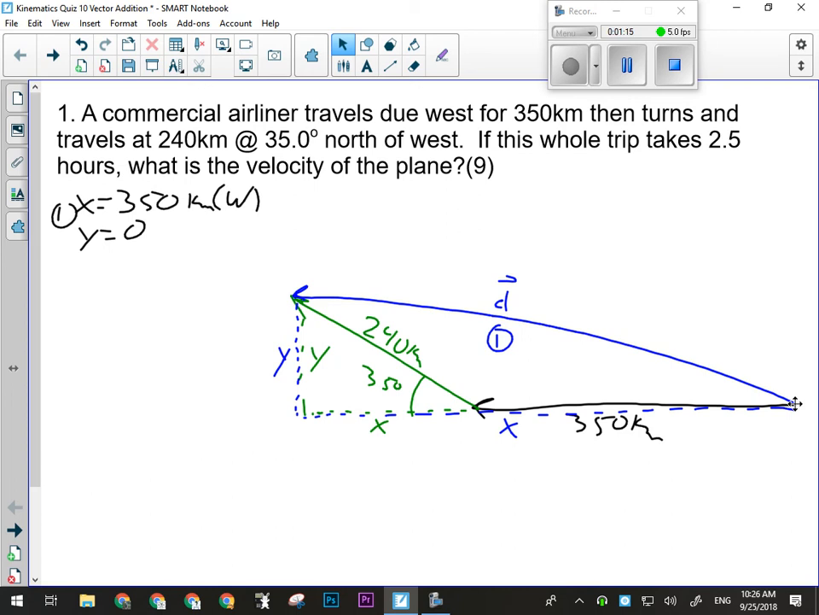Then we have to do that for the green line, okay, so for our green line, X is adjacent to the 35-degree angle, so we will have the cos of 35 degrees times the hypotenuse, 240. Right, that'll give us green X. Green Y is then the opposite side. So sine of 35 times 240. Okay, will give us those numbers here.